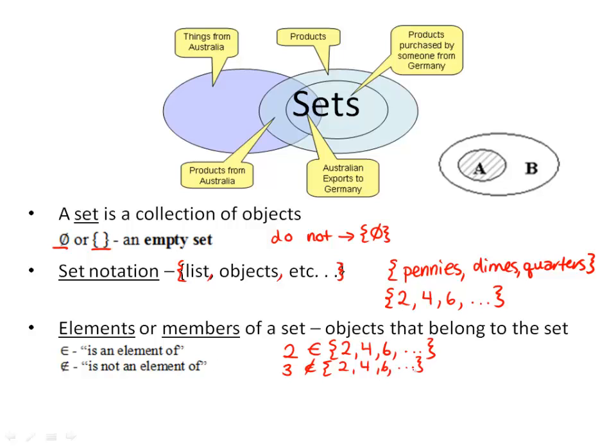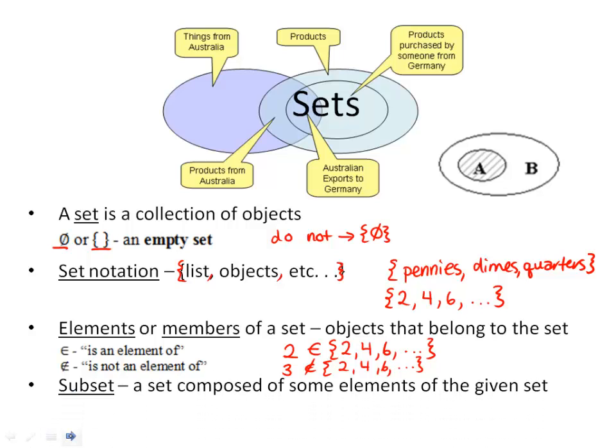Now, if you want to look at subsets, it's an entire set that is composed of some of the elements of the given set. It has to be contained exactly within. So in this picture, A is completely contained within B. Therefore, A is a subset of B. So here's some notation. A is a subset of B is notated in this way. And A is not a subset of B is notated the same but with a cross.